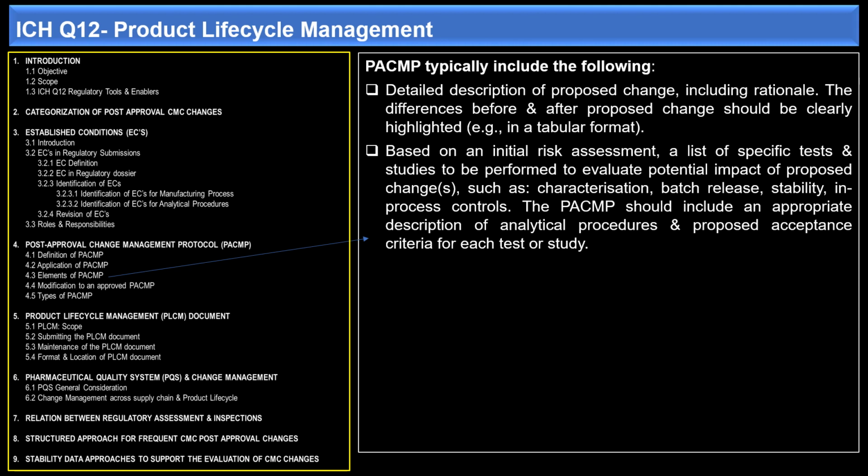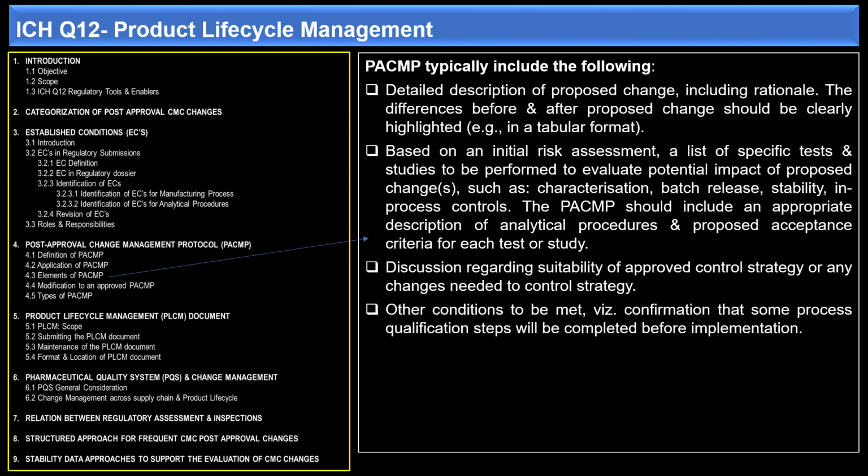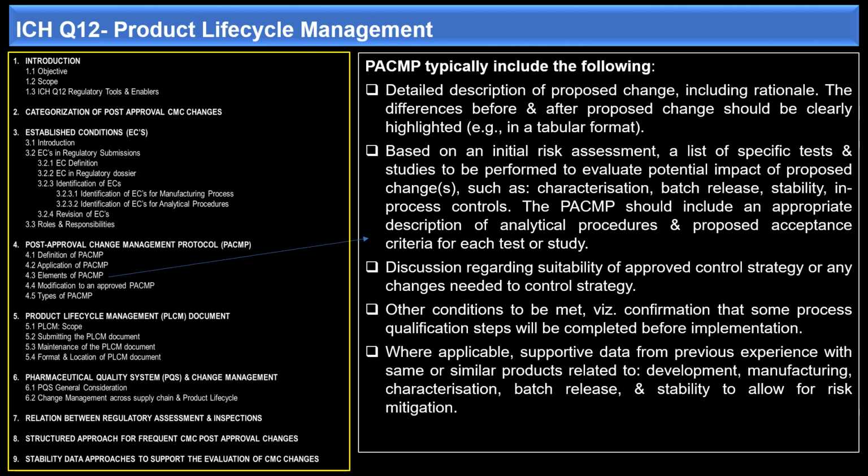The protocol should include an appropriate description of analytical procedure and proposed acceptance criteria. Discussion regarding suitability of approved control strategy or any change needed to control strategy. Other conditions to be met, like confirmation that the process qualification steps will be completed before implementation. Where applicable, supporting data from previous experience with same or similar products related to development, manufacturing, characterization, batch release, and stability to allow for risk mitigation. Proposed reporting category for step 2 of the change management protocol.